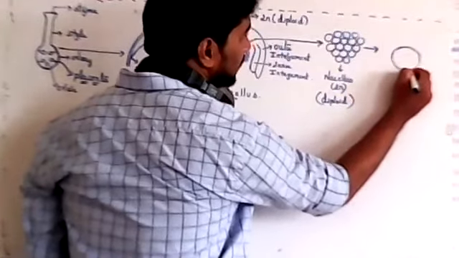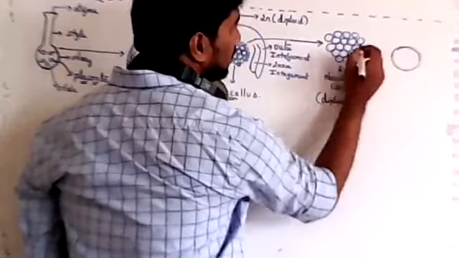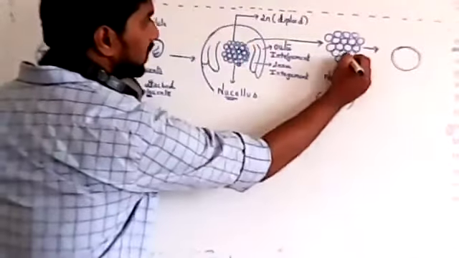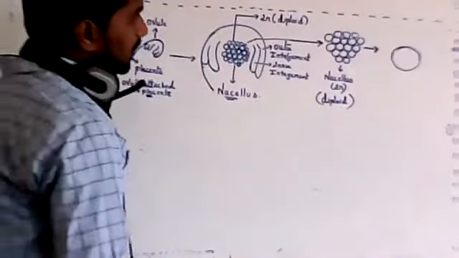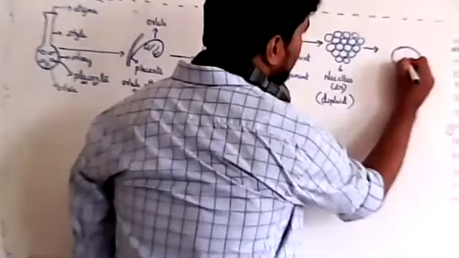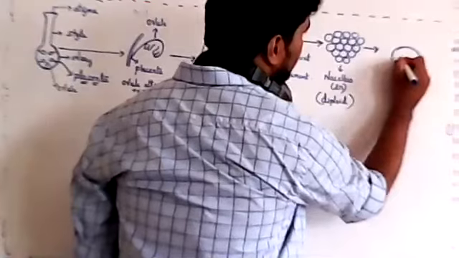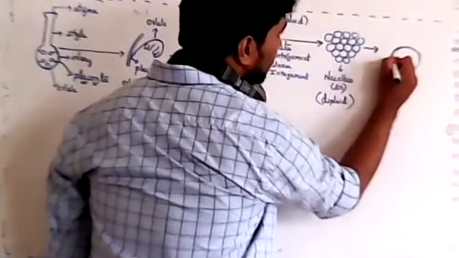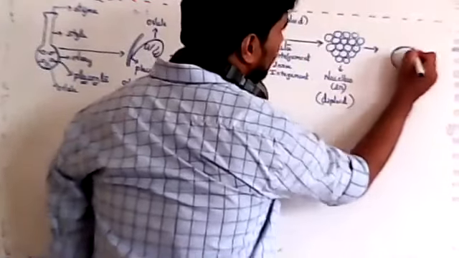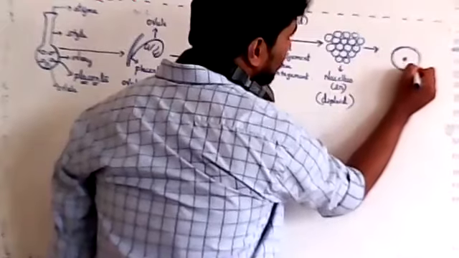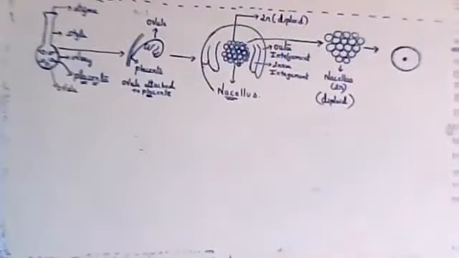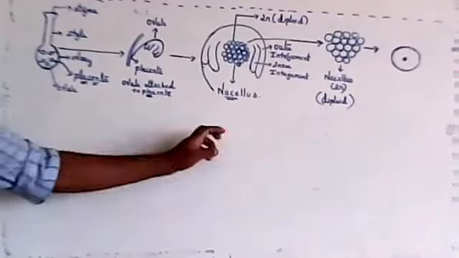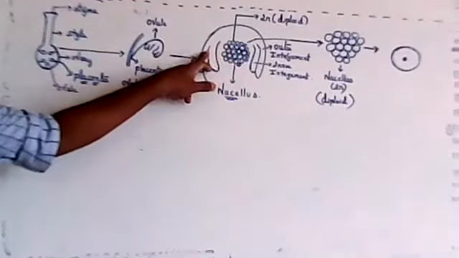Fine. Only one cell will enlarge. So there is a group of cells, or thousands of cells, present in that nucleus. Out of that, only one cell will enlarge in size, because only one cell will enlarge and form the female gamete. Okay. So we are studying how the female gamete is produced. Female gamete is produced inside the ovule.